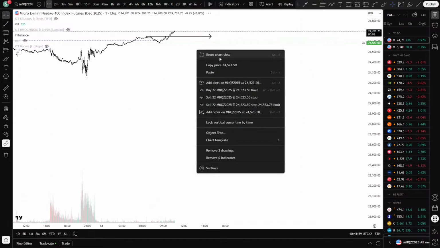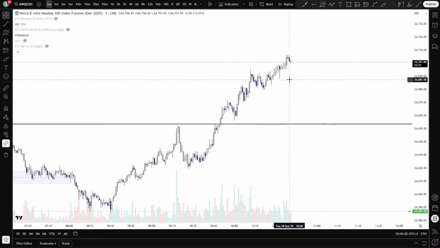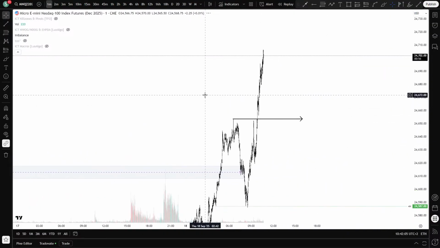Quick sneak peek on Nasdaq. Still squeezing up.